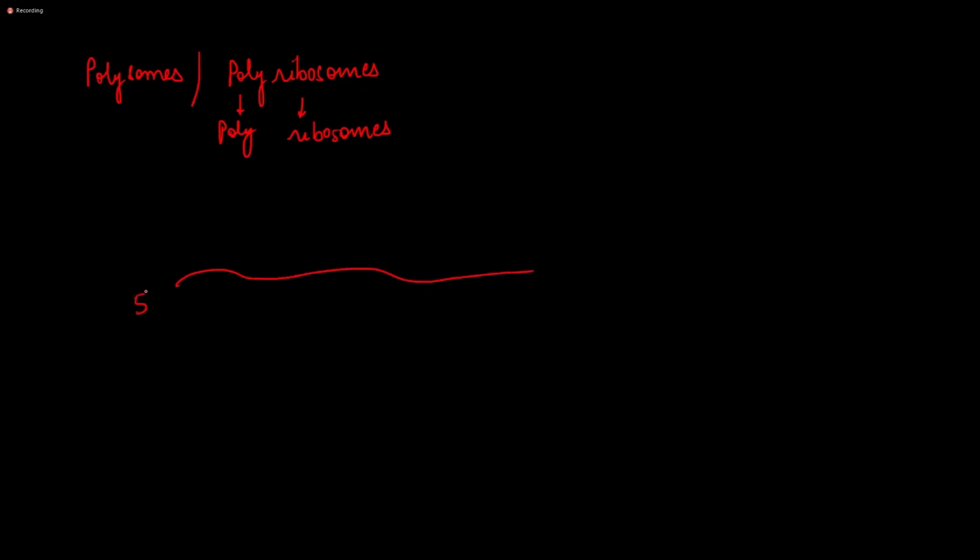Okay. Now, we also come across a term known as polysomes, or polyribosomes. As the name suggests, it has two units, poly and ribosomes. If we talk about how a protein is synthesized in a bacterial cell, it will have an mRNA with direction 5' to 3'. On this mRNA, there will be multiple ribosomes attached.